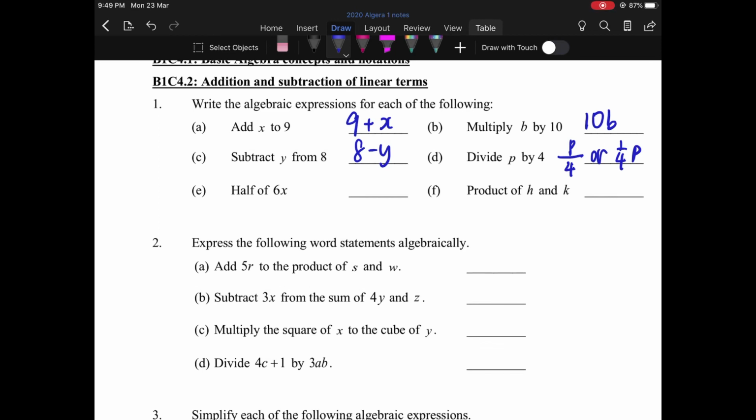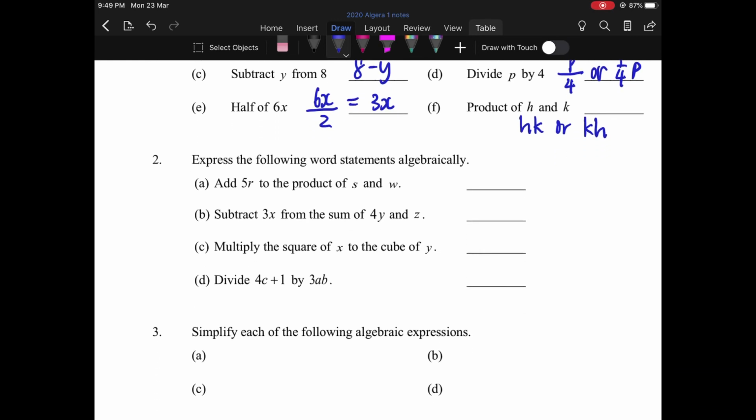Next, half of 6x, we can write it as a fraction first, 6x divided by 2. And we can simplify it to become 3x. Then lastly, the product of h and k. So we'll write it as h times k this way. Or you can write it as kh. They are equivalent. Question 2.